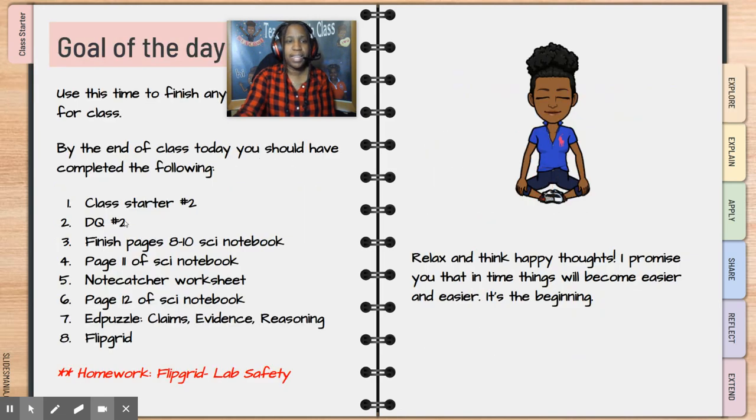By the end of class today, you will have finished class starter number 2 and daily quiz 2. You should have pages 6 through 10 completed. You will have written on page 11 the anchor for this unit. You will have completed your note catcher worksheet, page 12 of the science notebook, and watched your Ed Puzzle in class. Flipgrid is really for homework, but if you have time in class, you can get started.